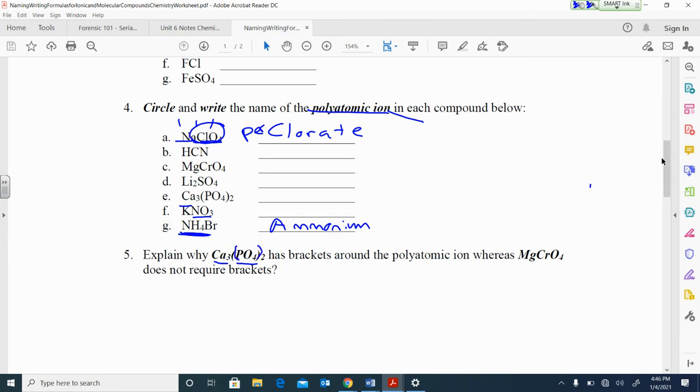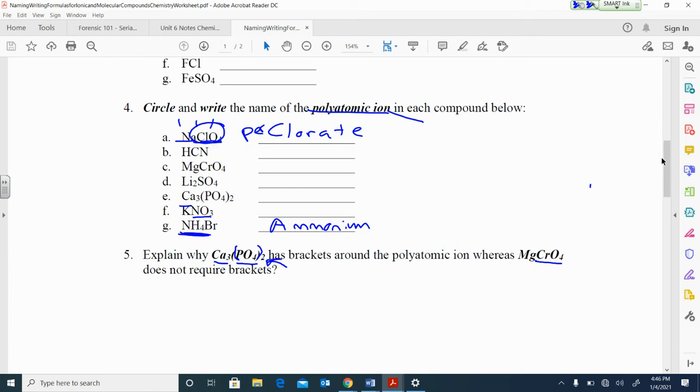They're calling them brackets, parentheses, whatever. This one has brackets around the polyatomic ion, whereas MgCrO4, so that's my polyatomic ion, is not in brackets. Why is it not in brackets? Okay, so we don't always have to put our polyatomic ions in parentheses. The only time you have to is when there's more than one of them.